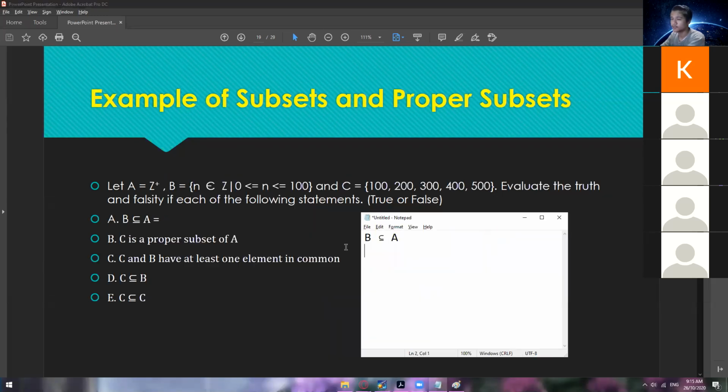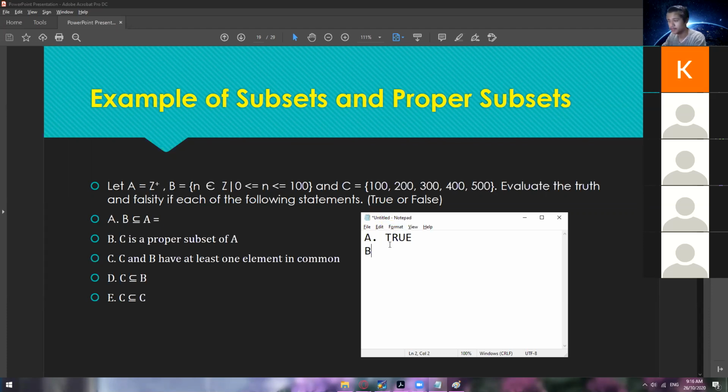Is this true or false? True, sir. So all of the elements of set B can be found on set A. Kasi lahat naman to is ranging from 0, kagaya ng sabi nyo kanina, so kasama na natin yung 0 sa positive integers. So 0 to infinity. Wherein in here, set B is ranging from 0 to 100.